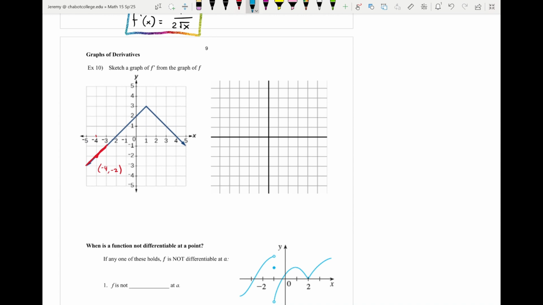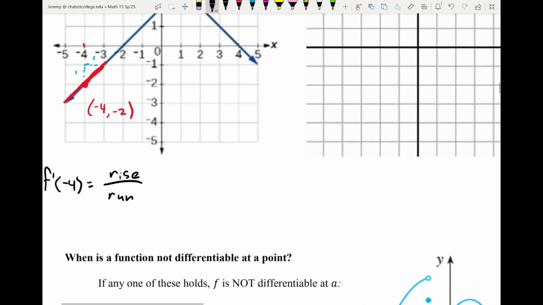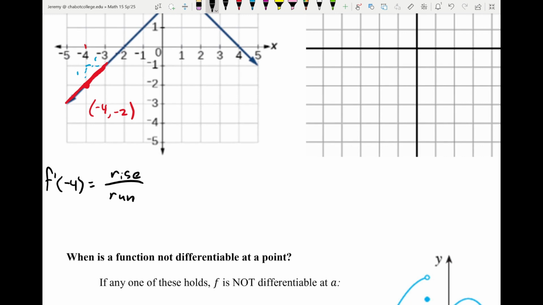Well, it looks like it goes up 1 over 1, right? So the slope of the tangent line, if we want to know what the slope of the tangent line is, that'll give us f prime of -4. We could think of this as being rise over run. The rise is 1, the run is 1. It looks like the slope is just equal to 1.